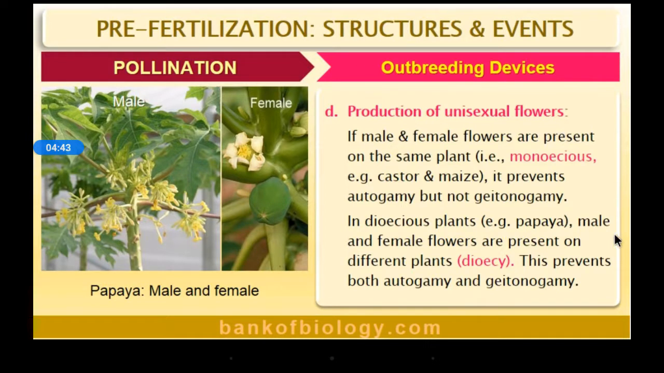So by doing all these things, these can be considered as the outbreeding devices to prevent the self-pollination or the autogamy, so that we can enhance or bring out cross-pollination and variety can be produced. Okay, so this is all about the outbreeding devices.